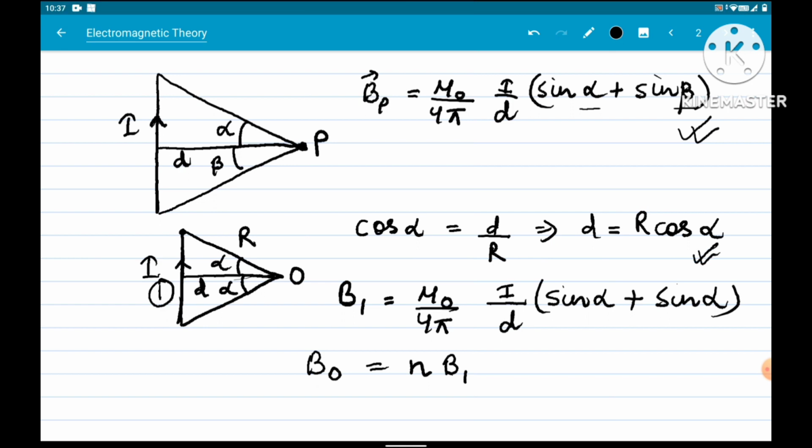Now using the formula, the magnetic field at point O due to this one side of the regular polygon will be equal to mu naught by 4 pi, I by d, into sine alpha plus sine alpha, as both the angles are equal since it is a regular polygon. So this is from one side of the polygon. If we have to find the magnetic field at the center O due to all the n sides, then that will be equal to n multiplied by B1.